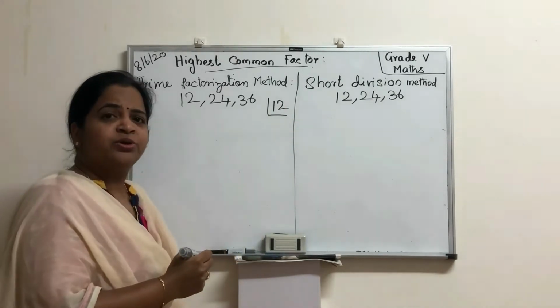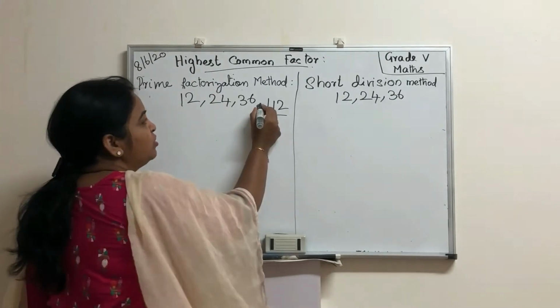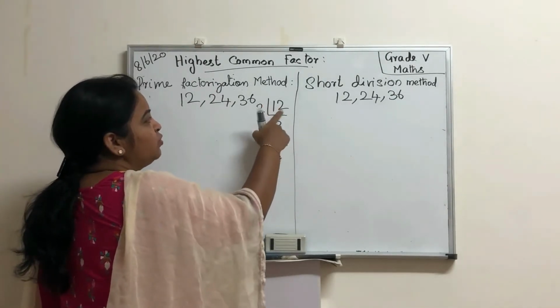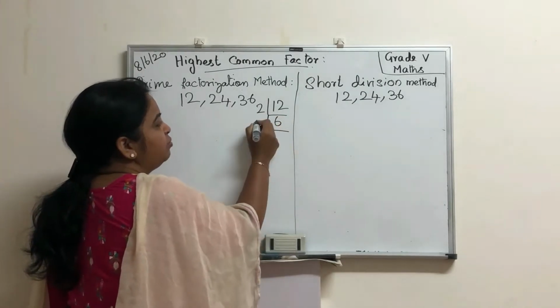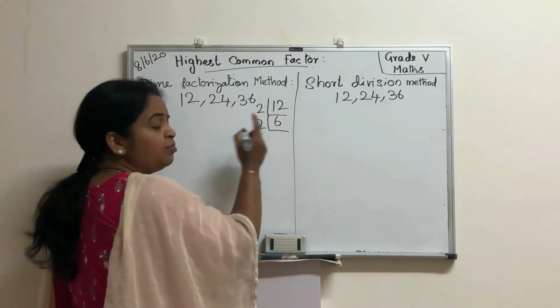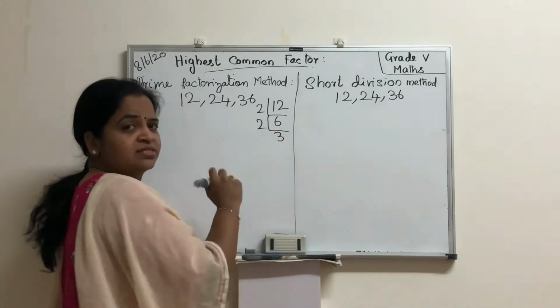12. You are going to divide this number only with prime numbers. So 2, 6s are 12, 12 divided by 2 is 6. 6 divided by 2 or 3, anything you can. Only prime numbers you have to use. 2 3s are 6.